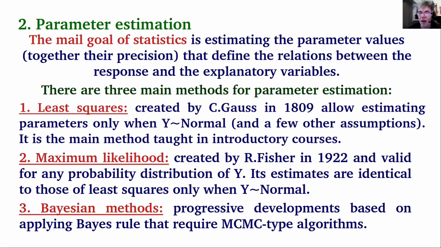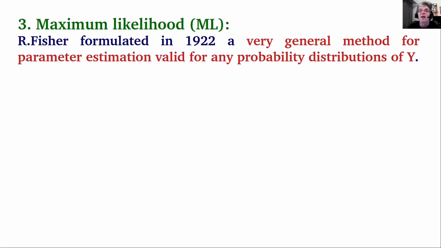The third method involves the Bayesian methods, which involve progressive developments based on applying the Bayes rule, and that require algorithms and numerical methods based on Markov chain Monte Carlo. These are going to be explained in the next video in this series. So, maximum likelihood then.